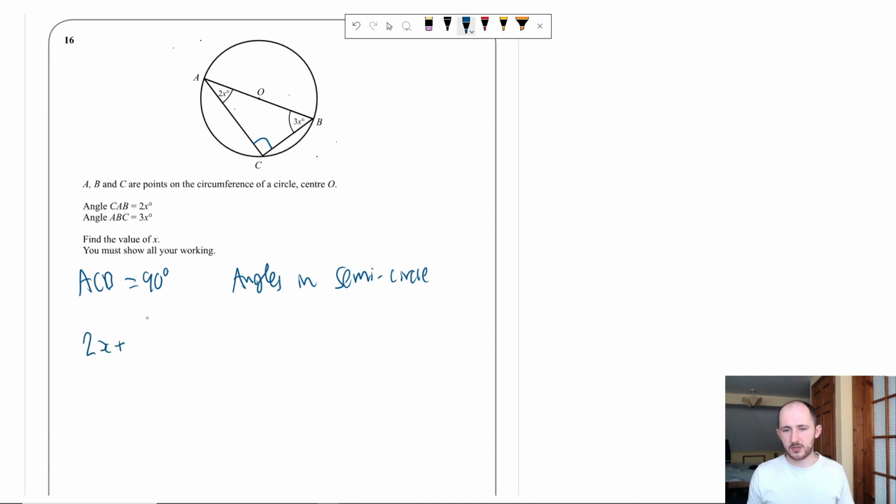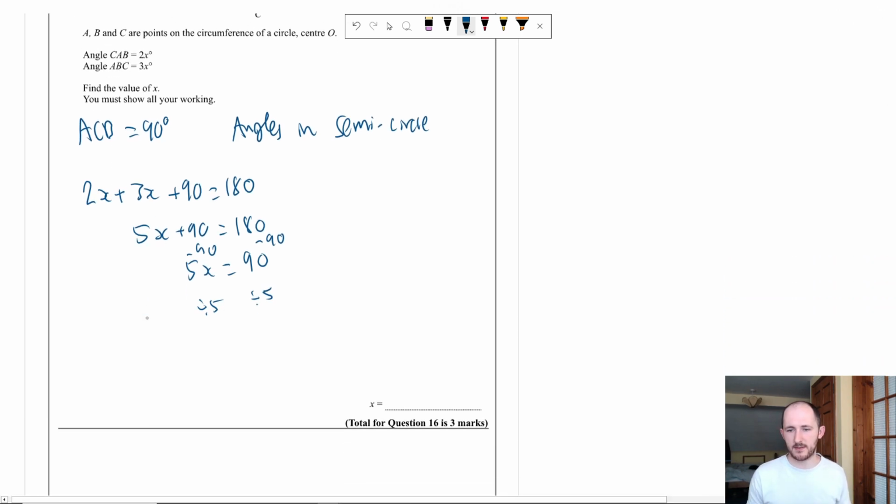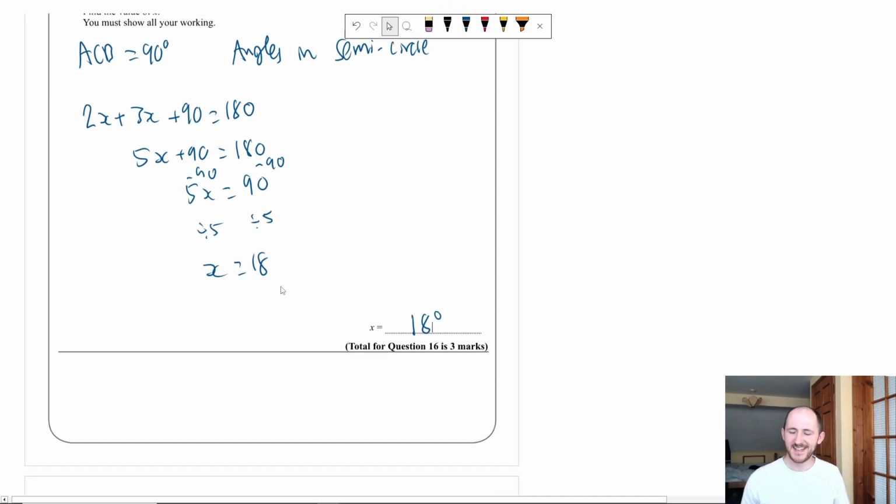We know that the angles in a triangle add up to 180. So then we have 5x plus 90 equals 180. So 5x equals 90. All I'm doing here is minusing 90 from both sides. Divide by 5 both sides. The way I divide by 5 in my head is I divide by 10, so 9, then double it. So x is equal to 18 degrees. 3 marks.